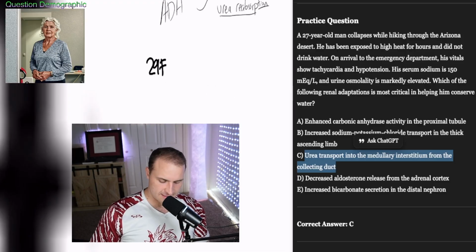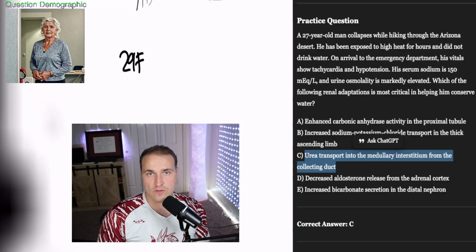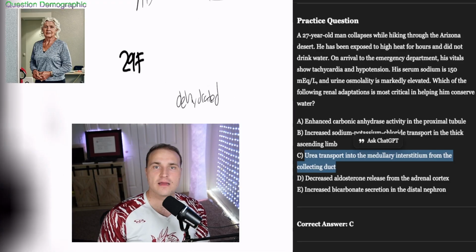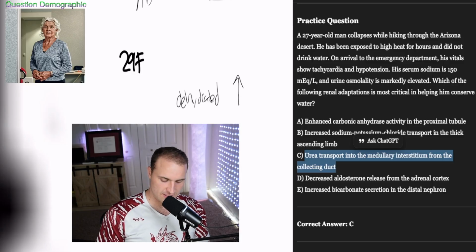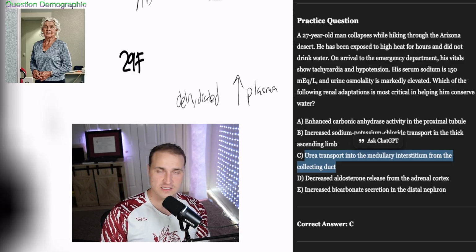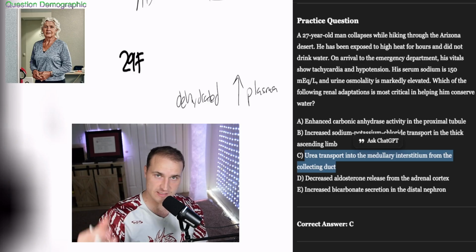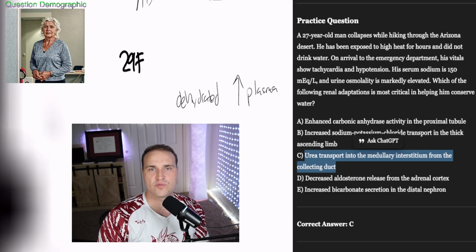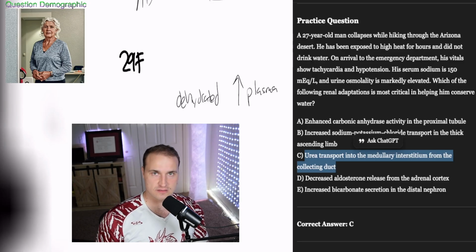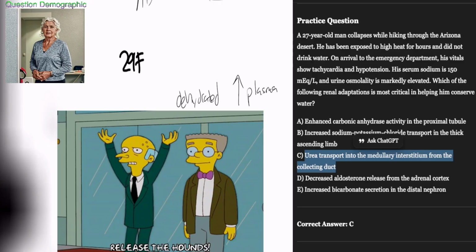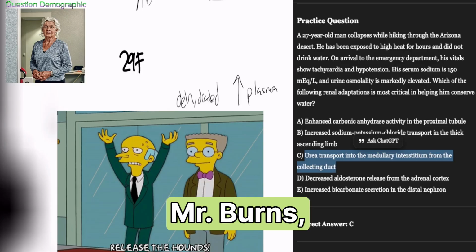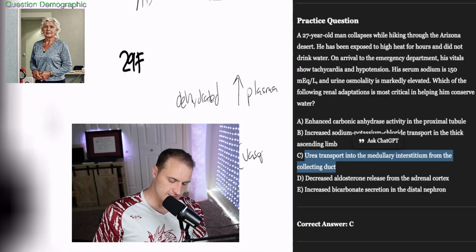A way that you could see this is, okay, a man or a woman is running a marathon, they get dehydrated. And that dehydration means you've got increased plasma osmolality, which is the concentration of a solution as expressed by the total number of solute particles per kilogram. So you've got a lot of solute, and the brain senses this. The brain's like, oh my gosh, we've got a lot of solute. Let's release the hounds. Let's release ADH, like Mr. Burns. ADH is a fancy little thing. It's also known as vasopressin.